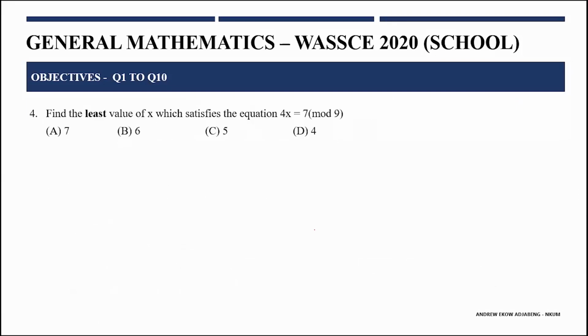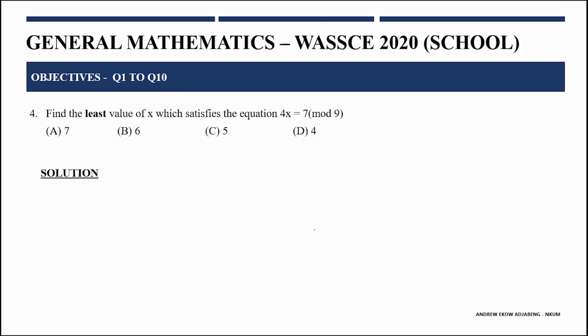Then this is question 4. In question 4, we are finding the least value of x which satisfies, sorry, the equation 4x equals 7 mod 9. We want to understand how this is solved. To be able to understand that, we are going to have these as our possible solutions. Let's look at the solutions that we are going to solve.